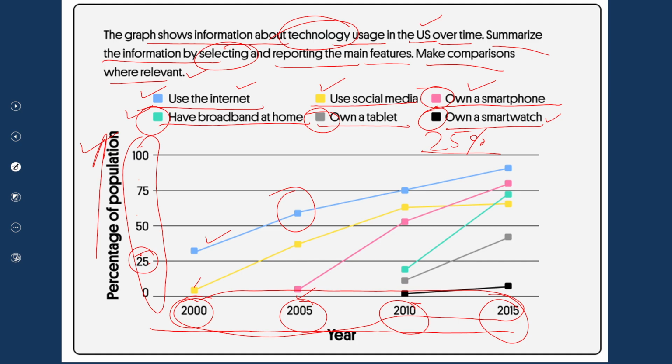In the year 2010, it increased to a whopping 75%. And in 2015, it increased even more than 75. So it means that the usage of internet, as represented by the graph, is increasing.